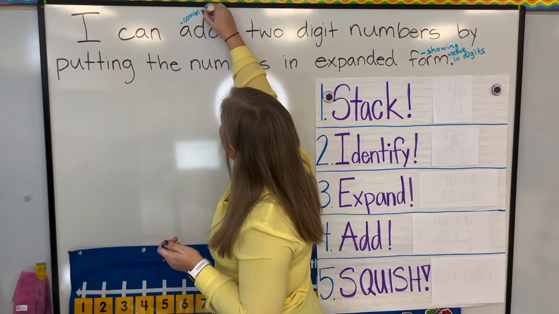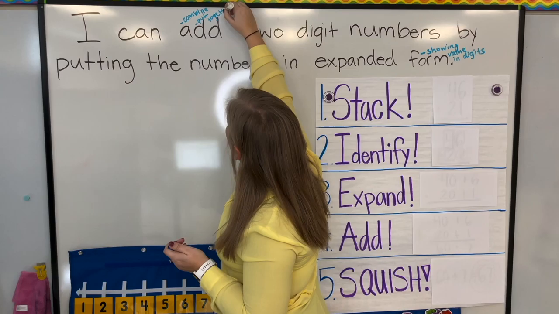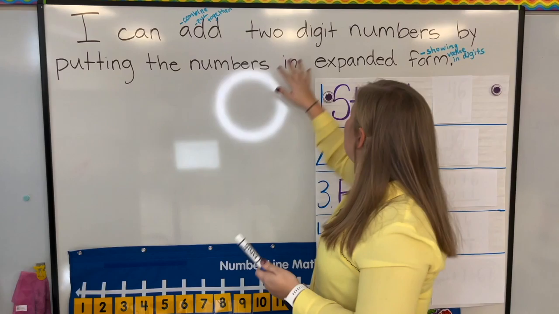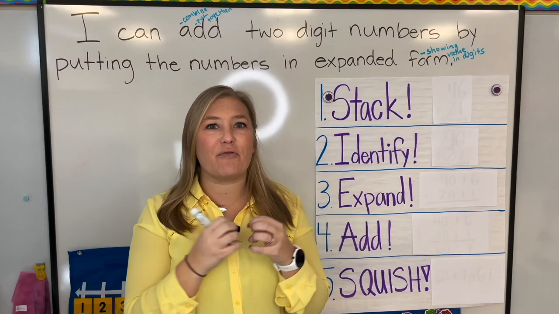Combine, put together. So I can combine or put together or add two-digit numbers by putting the numbers in expanded form, or putting the numbers where we see their value.